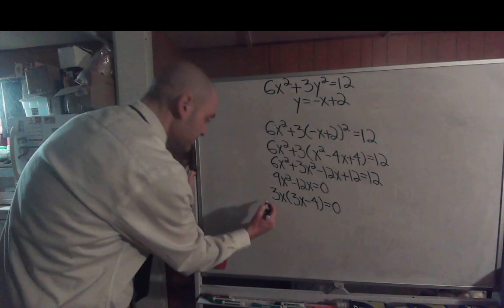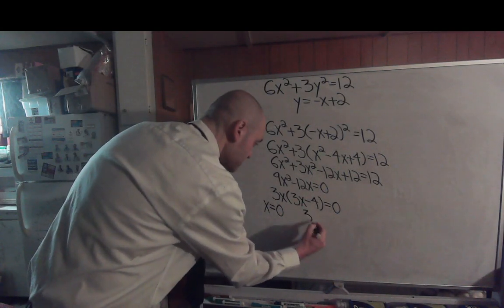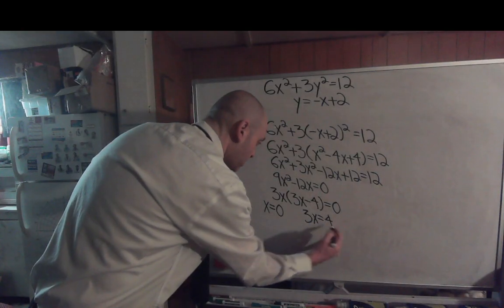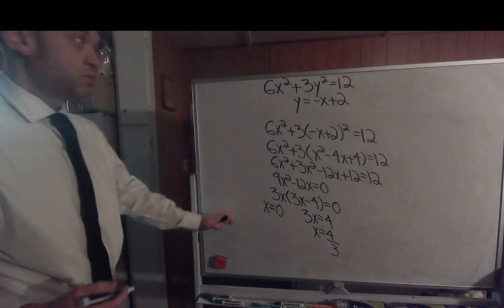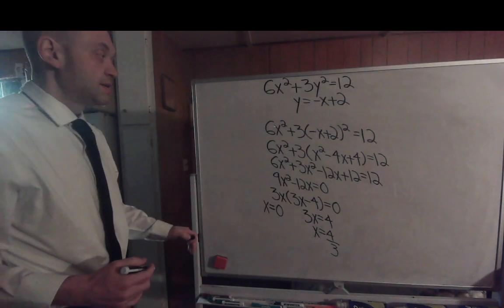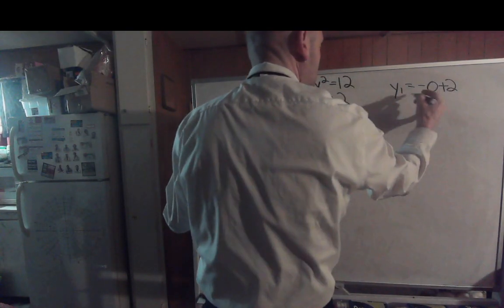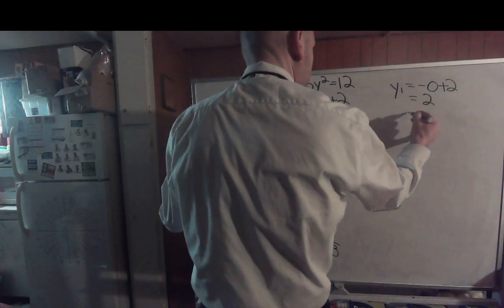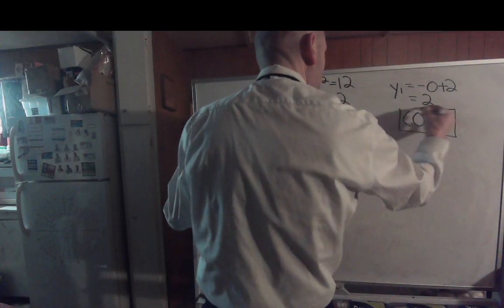Well, 3x equal to 0, that'll give you x equals 0. Then 3x minus 4, so that gives you 3x equals 4, which x would equal 4/3. So you have two x coordinates for the points of intersection. That means you're going to have two y's. So let's find the first y. We'll put in 0 for x, so negative 0 plus 2, which would just give you 2. So your first point of intersection will be at (0, 2).